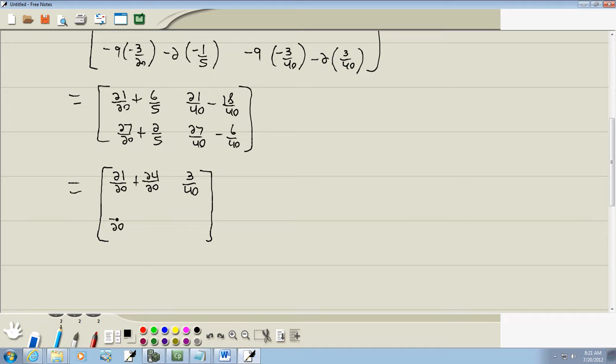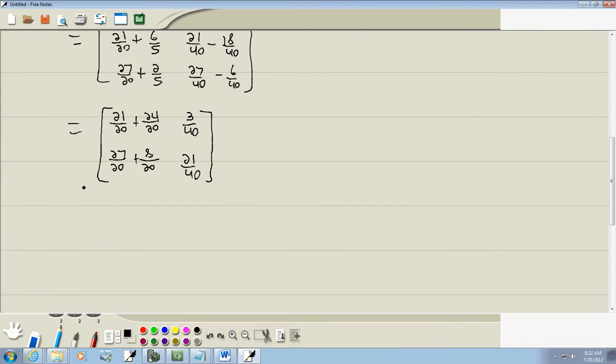Down here I want to get a common denominator, which would be 20. And multiply the bottom part by 4. You have to multiply the top part by 4. And this one has the same denominator. 27 minus 6 gives us 21/40. Okay, so 21 plus 24 gives us 45/20. And then this is 3/40, and that gives us 35/20. And 21/40.